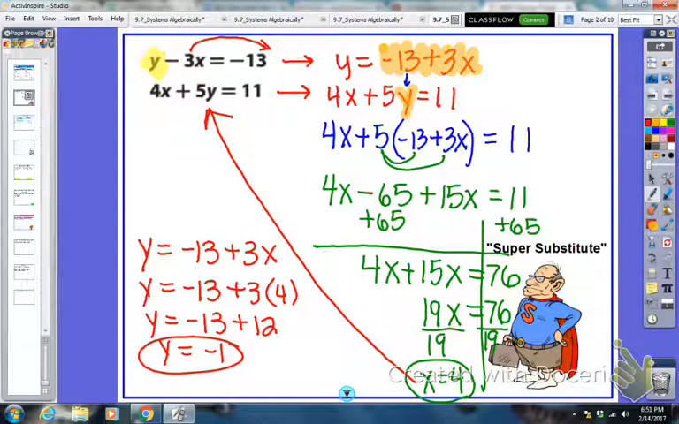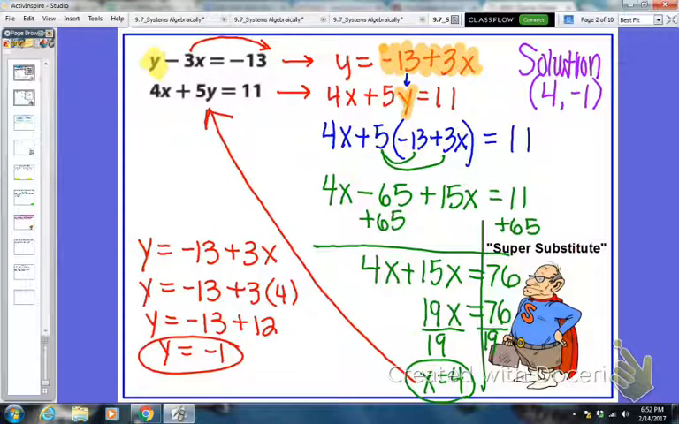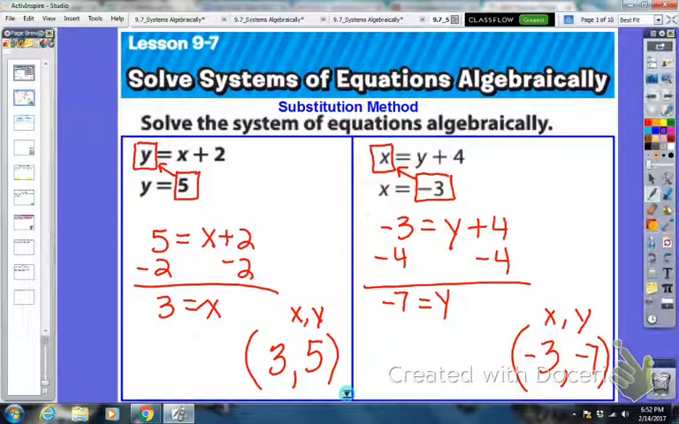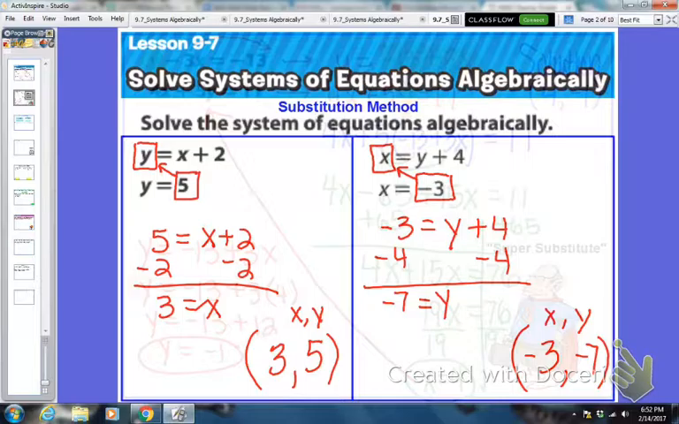So your final answer, the solution, is the x value was positive 4 and the y value was negative 1. So that is your final answer. So this was a harder level type of question than these two, where we had one number that was already given to us. So the second example, we had to do a lot more work to solve for that.